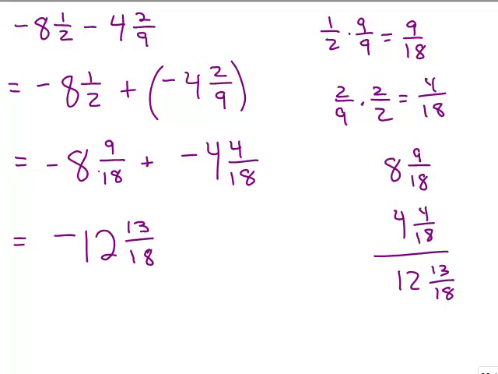I'm sure many of you could just add right here. You don't have to go to the side. So in this case, I think it was easier leaving it in terms of mixed numbers, but you could have taken and written 8 and 9/18 as an improper fraction, taken the 4 and 4/18, right, it is an improper fraction, and done the entire problem, and then when you change it back to a mixed number, you should also get negative 12 and 13/18.